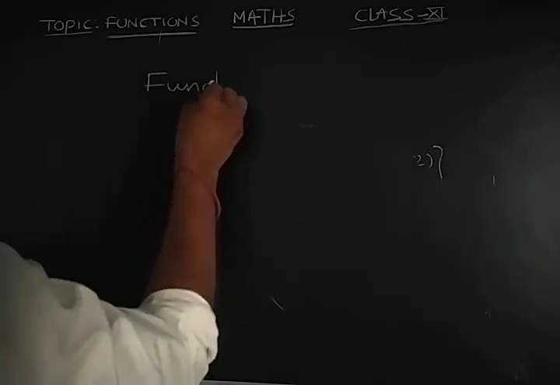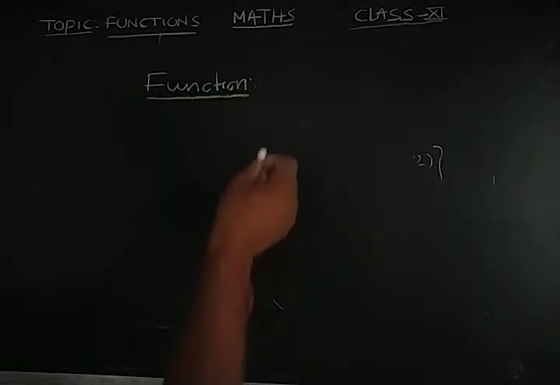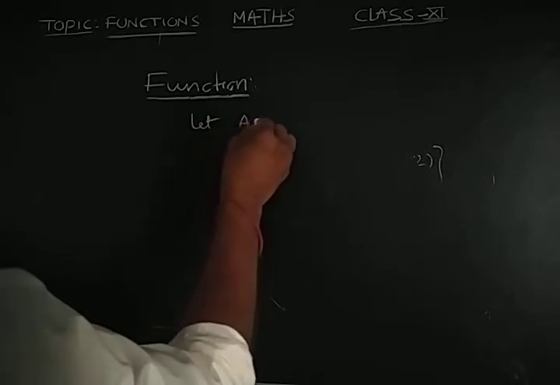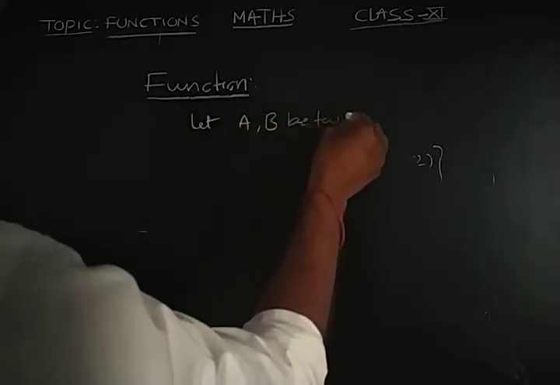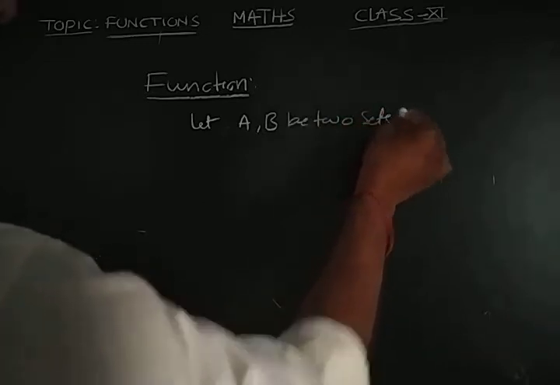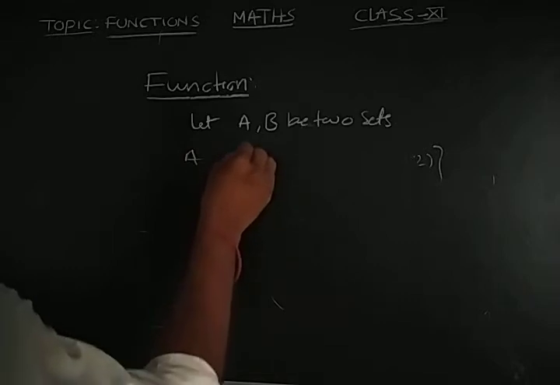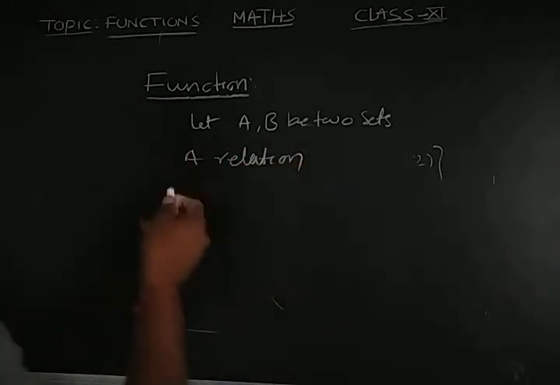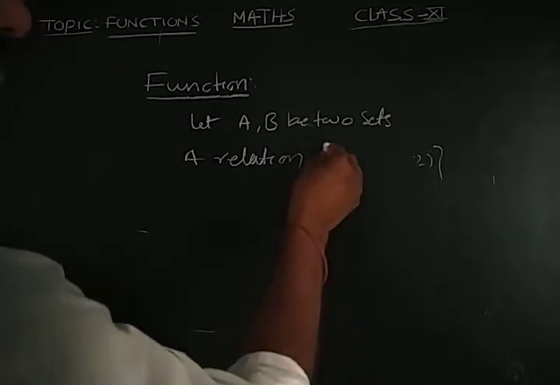Function definition. Let A comma B be two sets. To define a function we need two sets. A function is one type of relation which satisfies a condition. I am taking that relation as F.